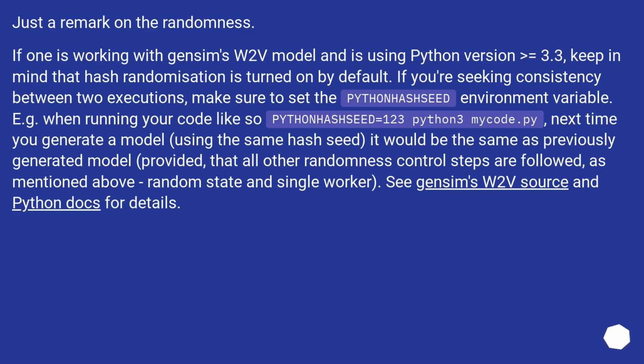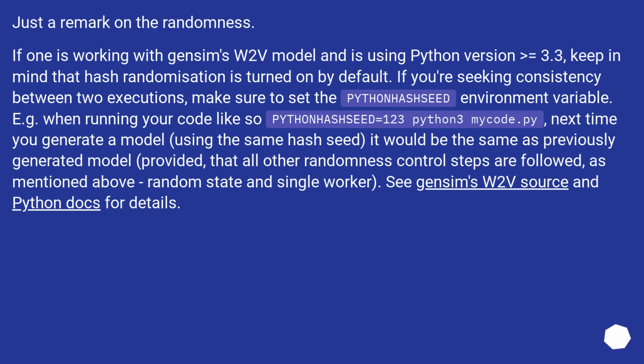Just a remark on the randomness. If one is working with gensim's W2V model and is using Python version 3.3 or later, keep in mind that hash randomization is turned on by default. If you're seeking consistency between two executions, make sure to set the Python hash seed environment variable.